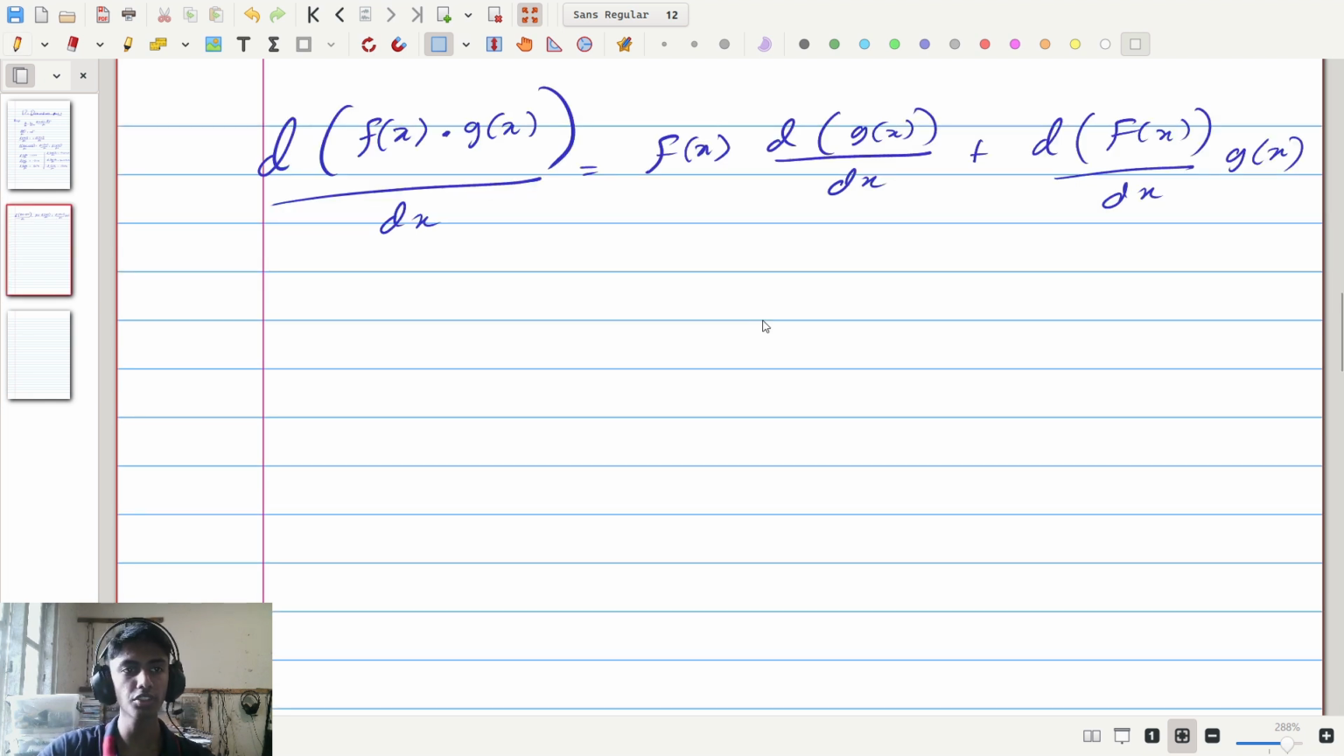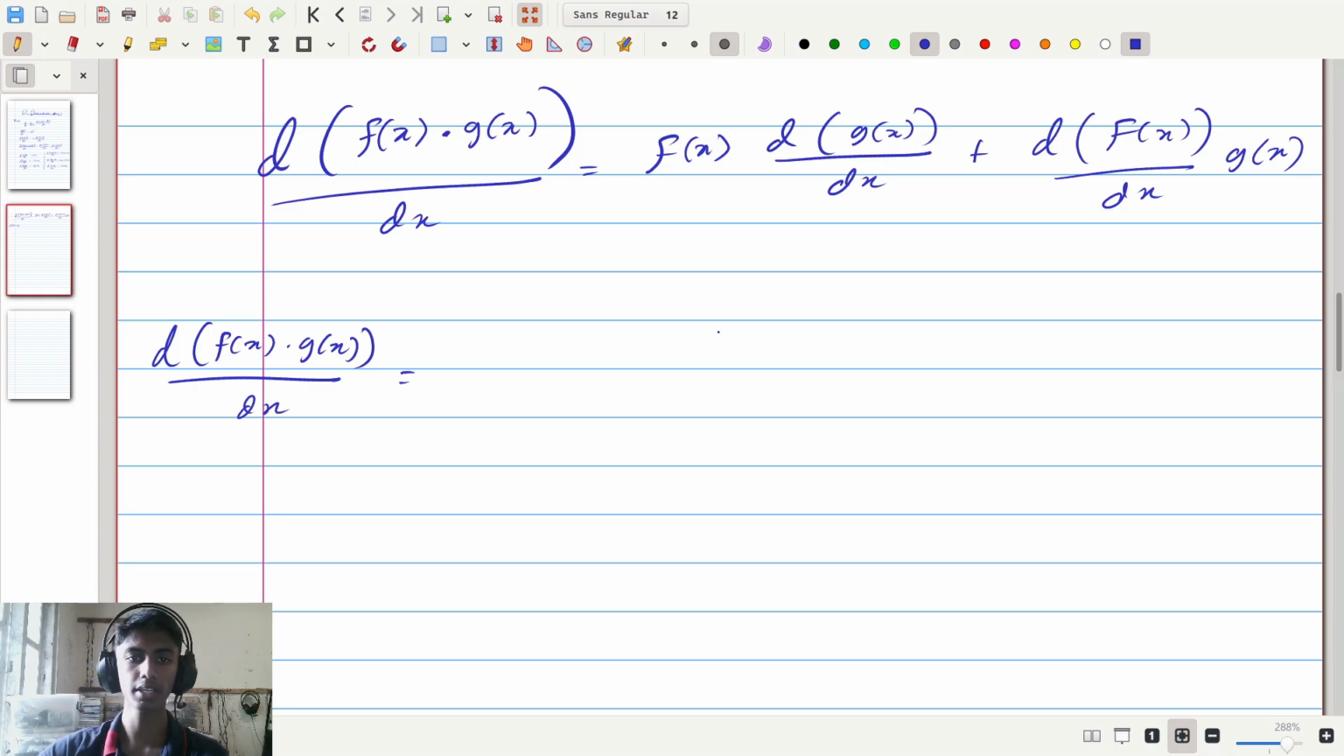We're going to actually start from the left side in this case and try to get to the right side. So writing the left side in terms of its basic first principle notation, the derivative of f of x times g of x dx, according to first principles, would be the limit as dx approaches 0 of this function evaluated at x plus dx. So f of x plus dx times g of x plus dx over here.